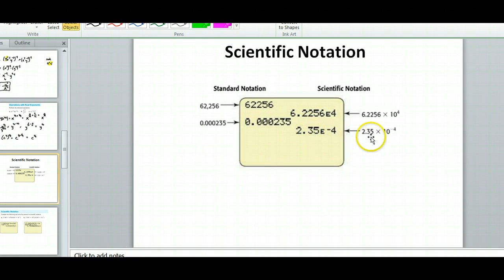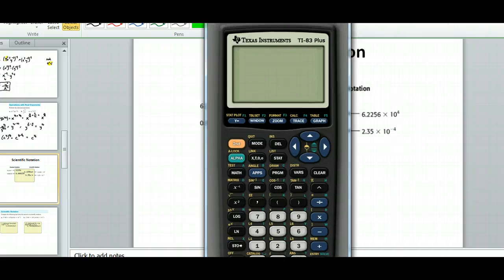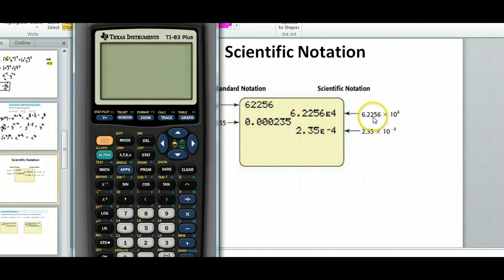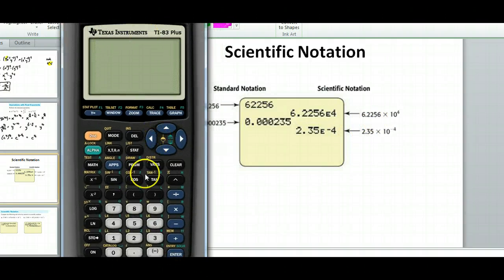And then scientific notation, that makes use of positive and negative exponents. If you ever do this on your calculator, notice it gives you this E notation. That's your calculator's version of scientific notation. But I want you to see that if I write 6.2256 times 10 to the 4th, which is what scientific notation actually is, we get this number, 62256. Remember, the times 10 to the 4th moves this decimal point over 4 places, and we get that number back.